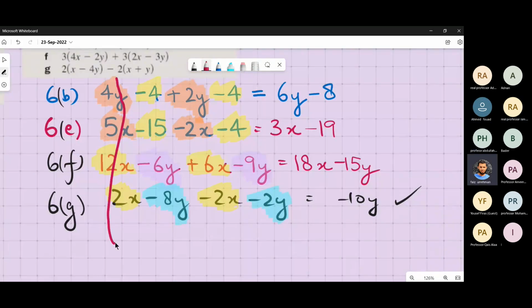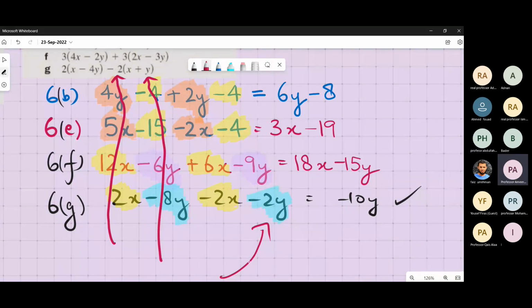Why? Look, this is minus 2, and this is plus y. So minus 2 times plus y, you will get minus 2y. That is correct. Yes.